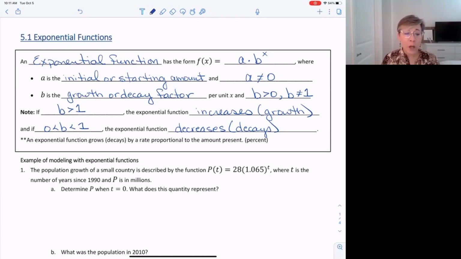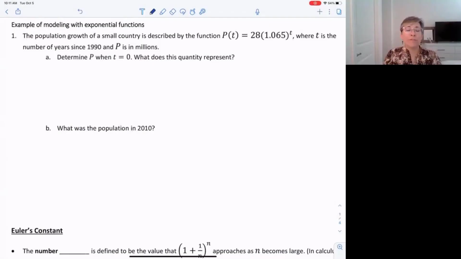So one thing to note is an exponential function grows or decays by a rate proportional to the amount present. So think of b as the percentage of your original amount that you're getting back. Are you getting more than 100%? Then you're getting more than your original, so it's growing. Are you getting only 85% of your original back? Then it's decreasing.